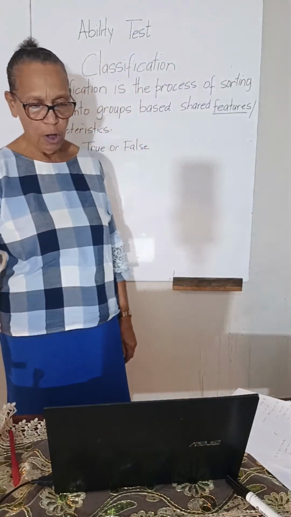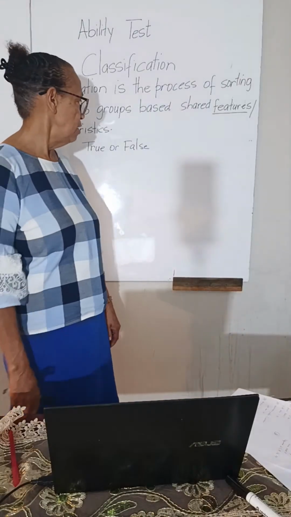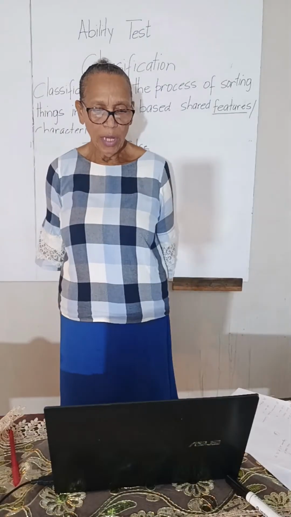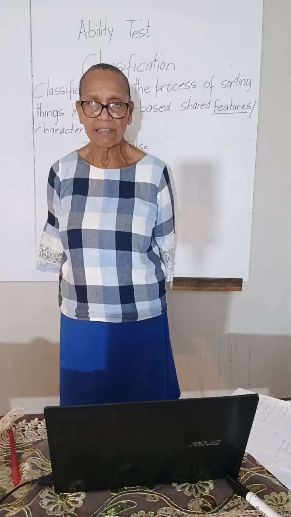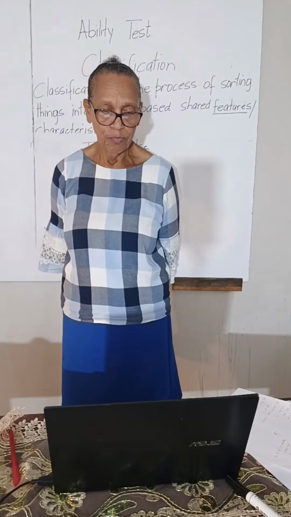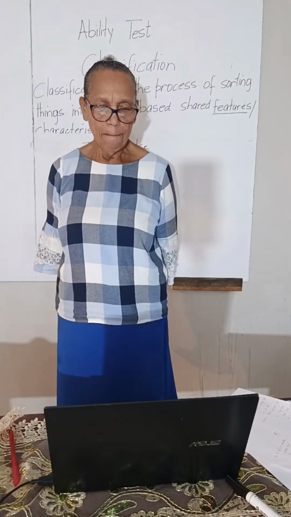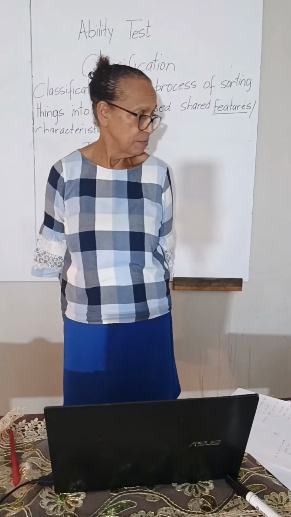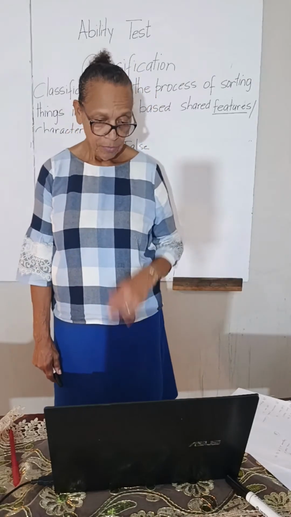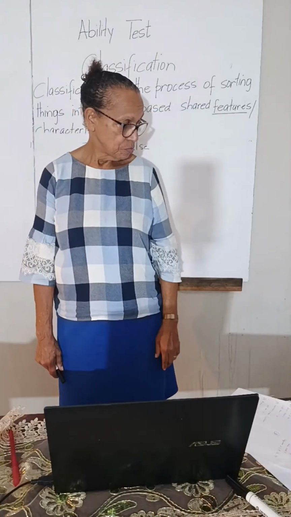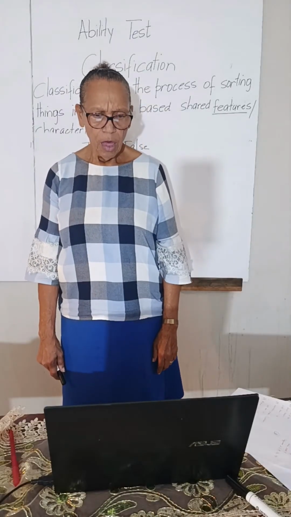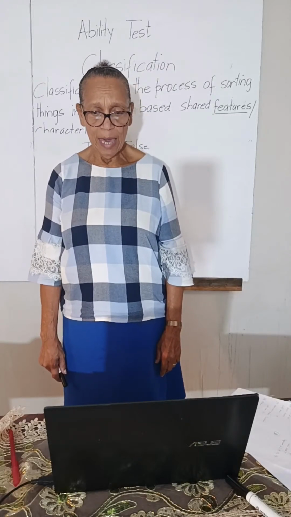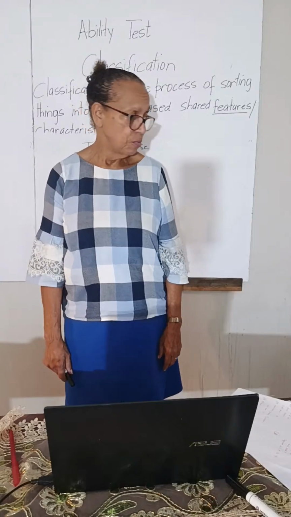So let's go over it again. True or false, 5 of them. Number 1, all insects have 6 legs. That one is true. Number 2, Monday, Wednesday, Friday belong to a group of days, and that one is true. Number 3, butter, cheese, yogurt belong to the same food group, and that is true.